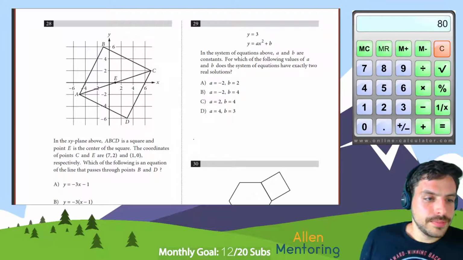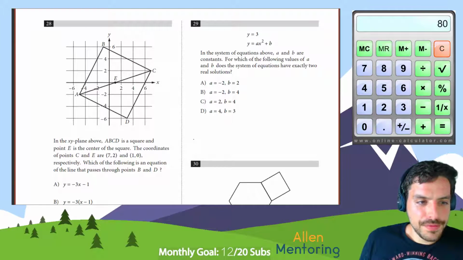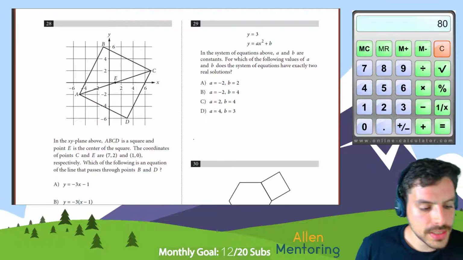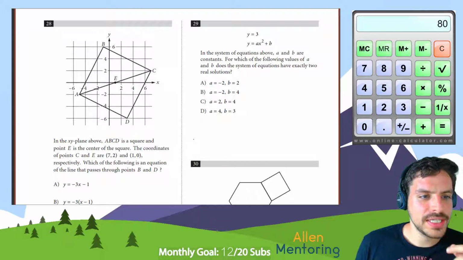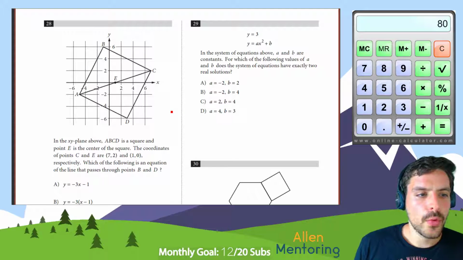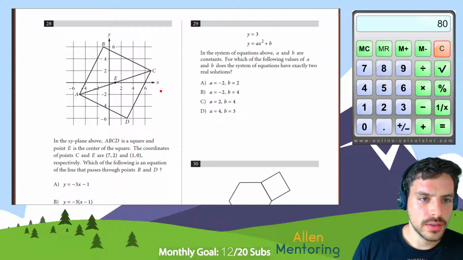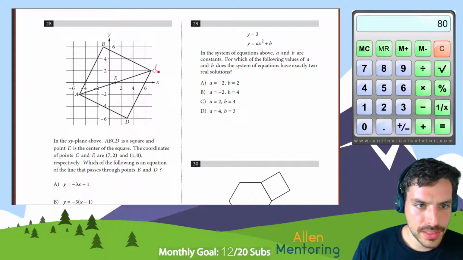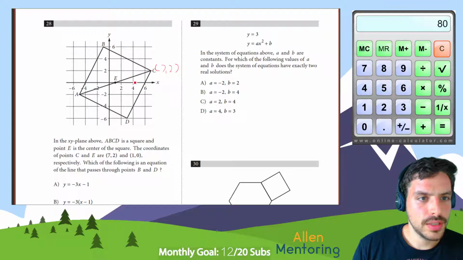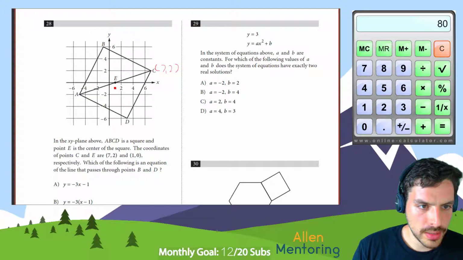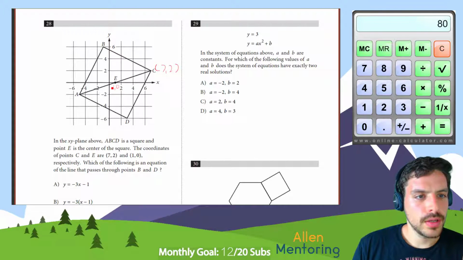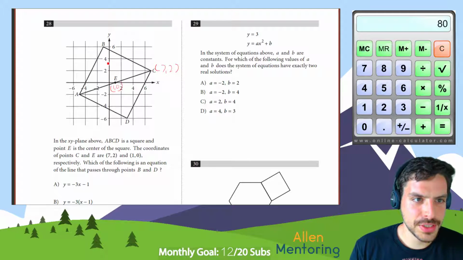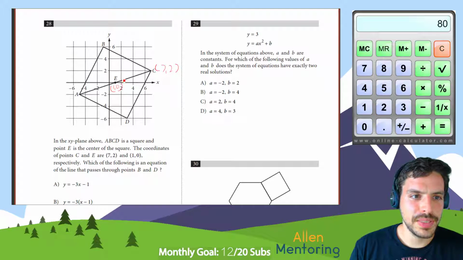So number 28. In the xy plane above, ABCD is a square, and point E is the center of the square. Gotcha. The coordinates of points C and E are (7, 2) and (1, 0) respectively. So this is (7, 2), and this is (1, 0). Which of the following is an equation of the line that passes through points B and D?